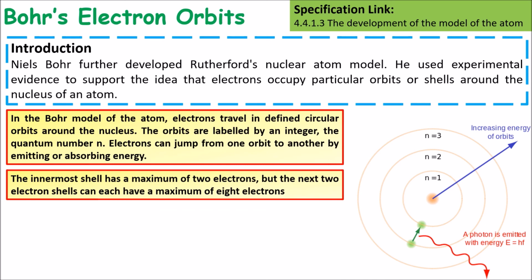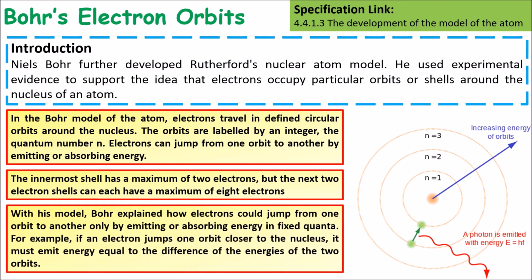The innermost shell has a maximum of 2 electrons. The next 2 electron shells have a maximum of 8 electrons. With this model, Bohr explained how electrons could jump from one orbit to another only by emitting or absorbing energy in fixed quanta. For example, if an electron jumps one orbit closer to the nucleus, it must emit energy equal to the difference of the energies of the 2 orbits combined.